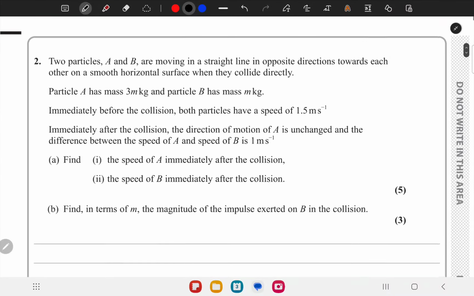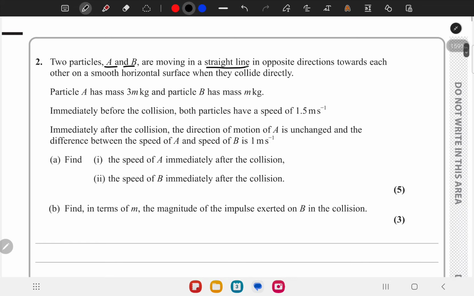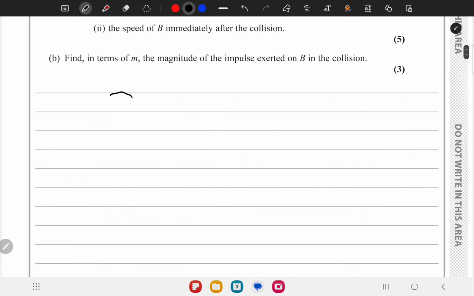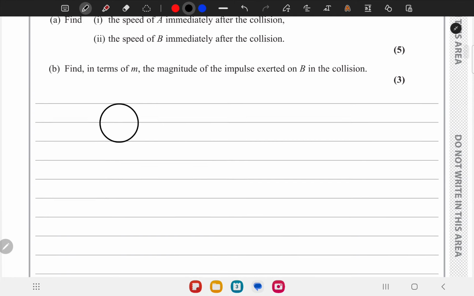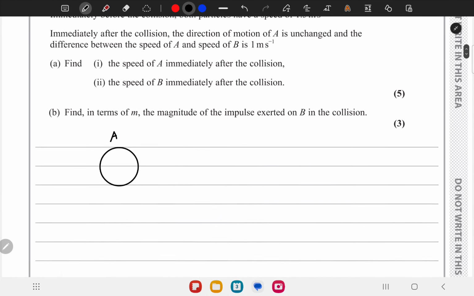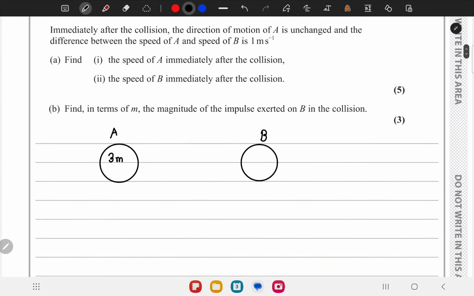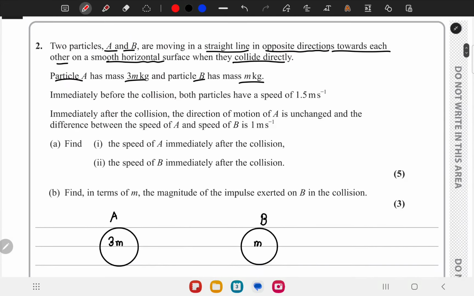Now in question 2, we are given that two particles A and B are moving in a straight line in opposite directions towards each other on a smooth horizontal surface when they collide directly. Particle A has mass 3m kg and particle B has mass m kg. So we can draw a sketch for it before we go on to the questions. Particle A and particle B.